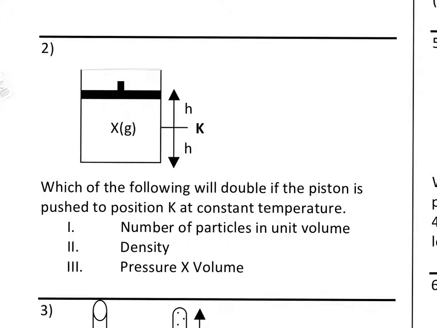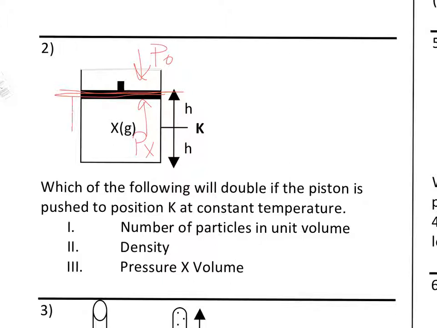This is question number 2 in worksheet number 2. We have a container with a frictionless piston. And the frictionless piston is staying at this position because the pressure of the atmosphere, PO, is equal to the pressure of the gas X inside. Which of the following will double if the piston is pushed to position K at constant temperature?